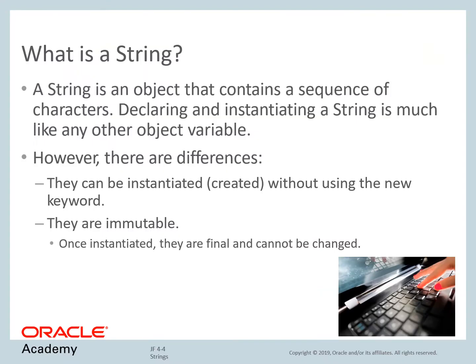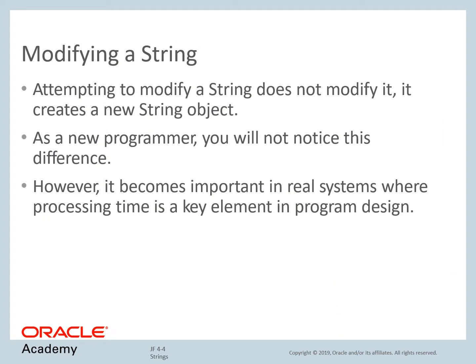What is a string? A string is an object that contains a sequence of characters. Attempting to modify a string does not modify it. It creates a new string object. As a new programmer, you will not notice this difference. However, it becomes important in real systems where processing time is a key element in program design.